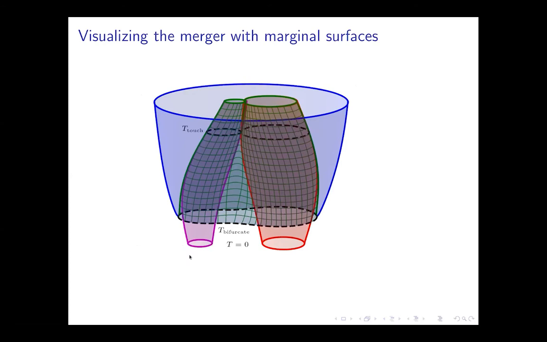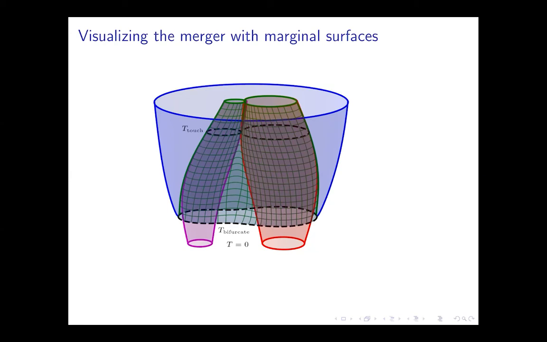Initially I have the purple and the red cylinders. They represent the world tubes of the two individual black holes. Initially, as you can see, they are disjoint and there is no common horizon. But as the evolution proceeds, at a certain time, which is called T bifurcate here, a common horizon is formed. That is a dashed black surface.